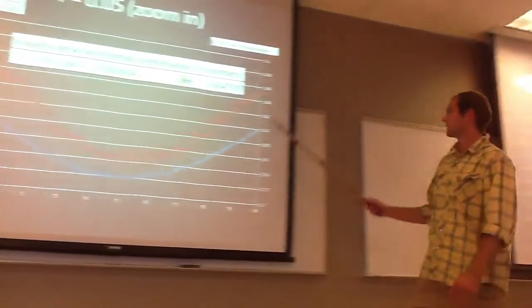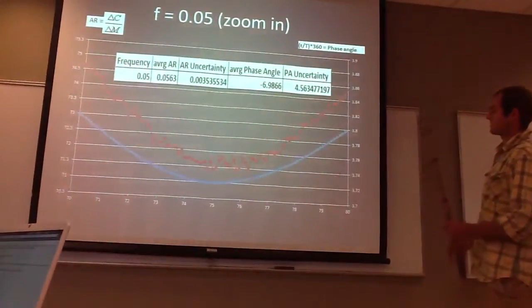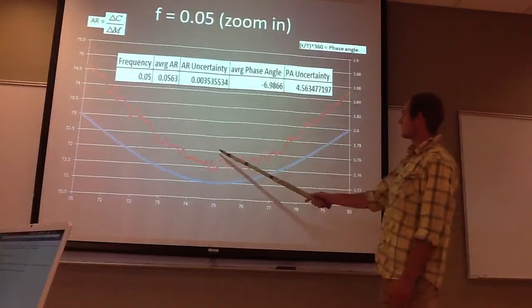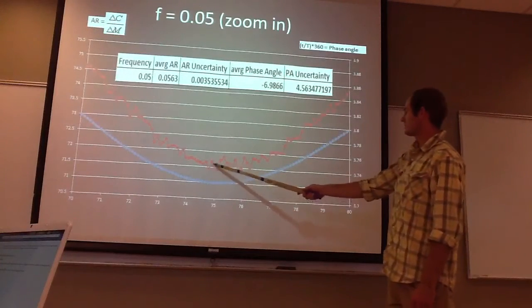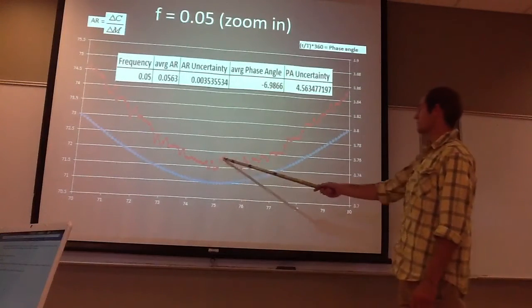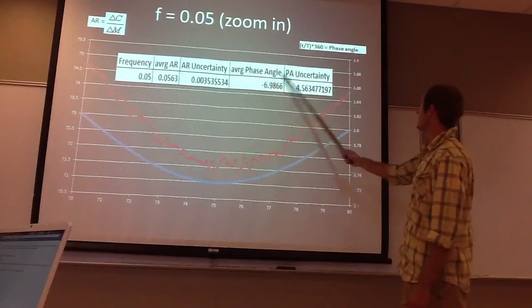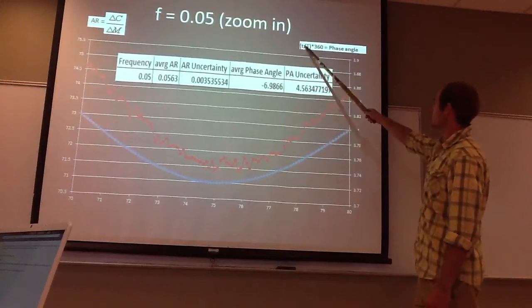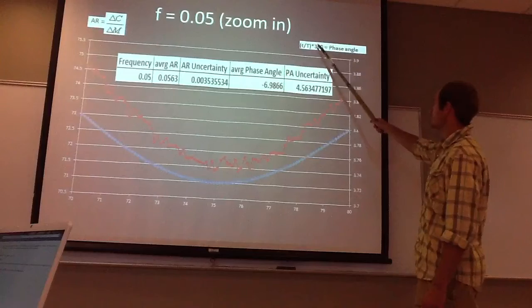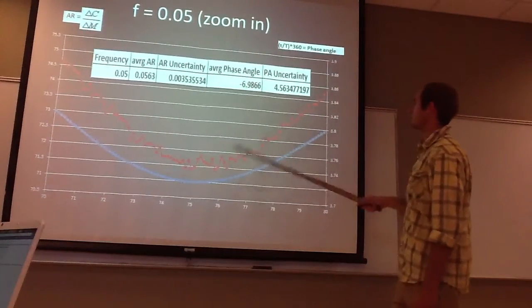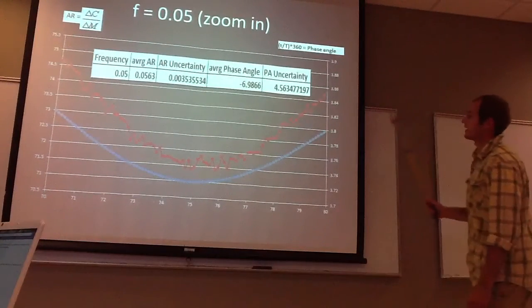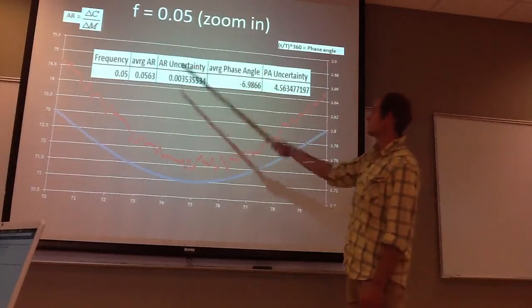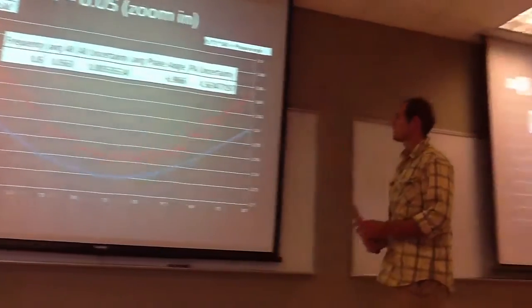This is zoomed in a little bit on the same frequency of 0.05, so we could better see where our phase angle was, which you can see is very minimal. That we calculated with our little t over our big T times 360, which we got from the previous graph. And our amplitude ratio is delta C over delta M.